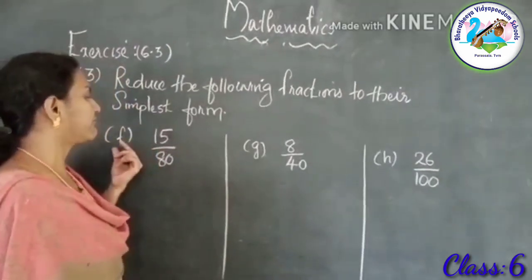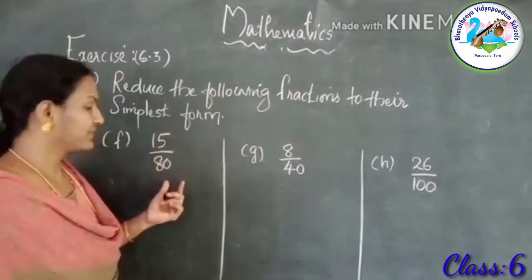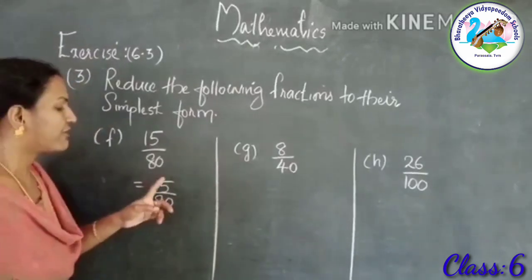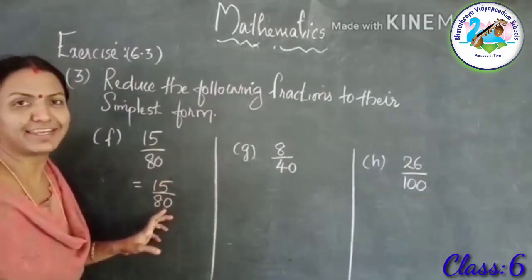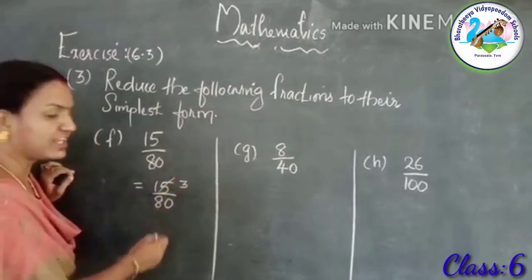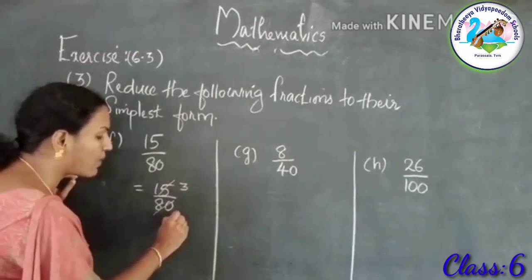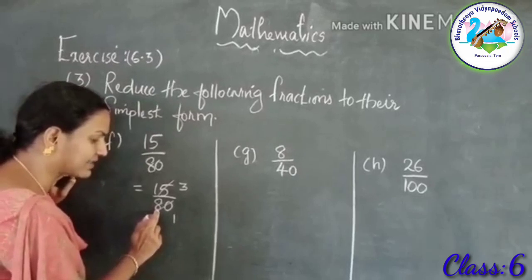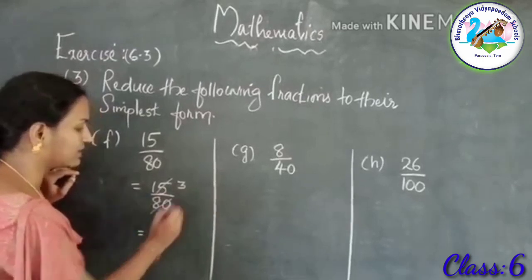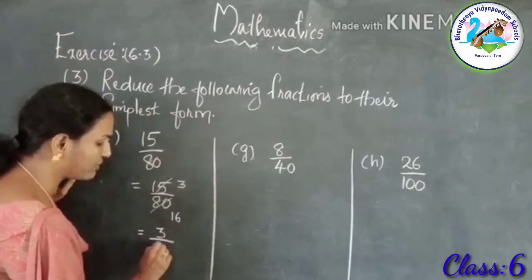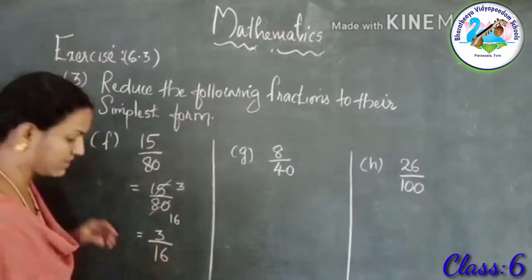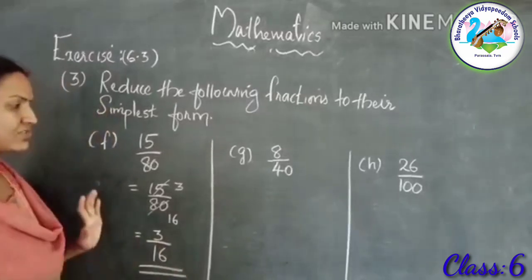Next option F, 15 by 80. Here 5 is common for both numerator and denominator. So how many 5s are in 15? 3 5s are 15. How many 5s are in 80? 16 5s are 80. Here the numerator is 3 and the denominator is 16. In 3 and 16, there are no common factors other than 1. So the simplest form is 3 by 16.